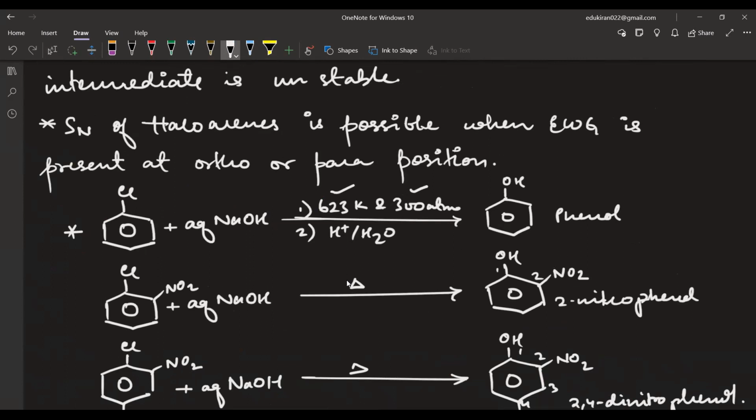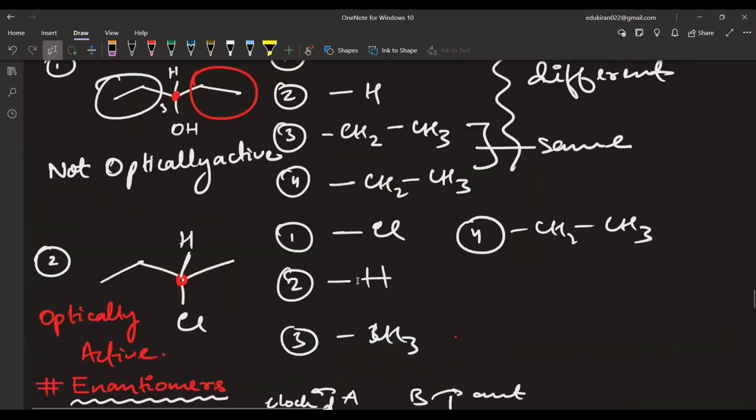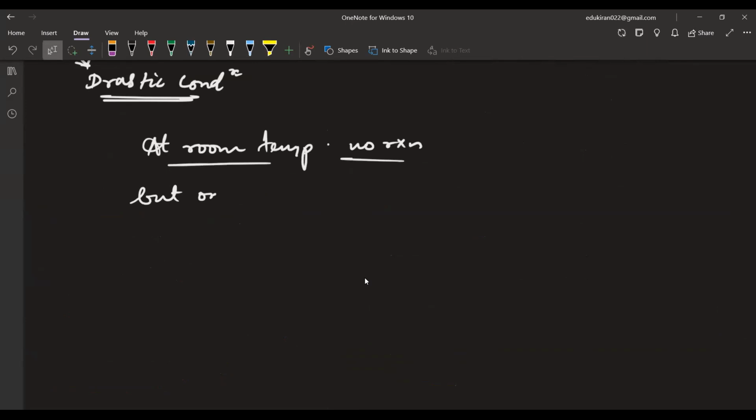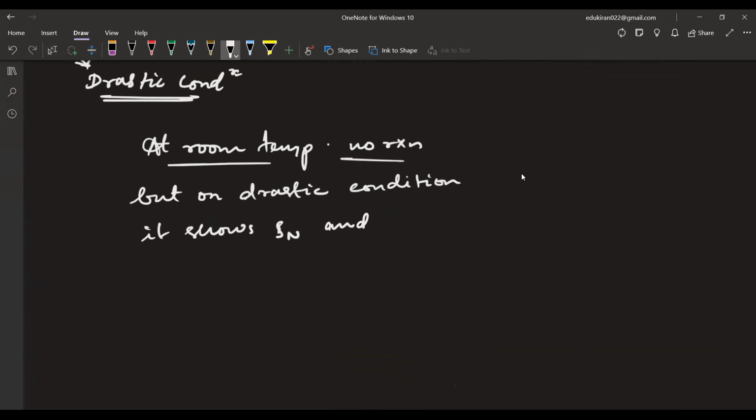So what you can write on the hydrolysis of chlorobenzene, we will write 2 points. At room temperature, it does not show reaction, first of all. This is very important. At room temperature, no reaction. But on drastic conditions, it shows SN and forms phenol. Okay, and then you will show this reaction.